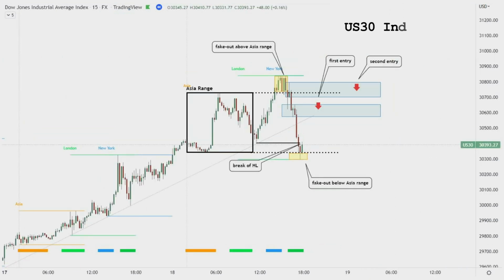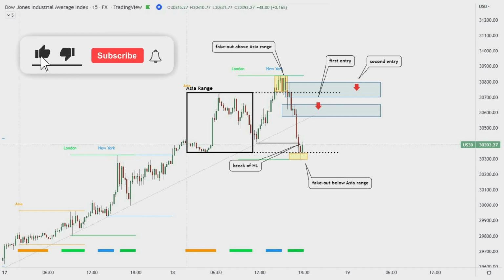Next setup was US 30 index. It was our major setup last week, and I am very sure that you are going to like it because it combines different concepts. First of all, let's check the trend. We had a bullish trend that is changing, ready to reverse.